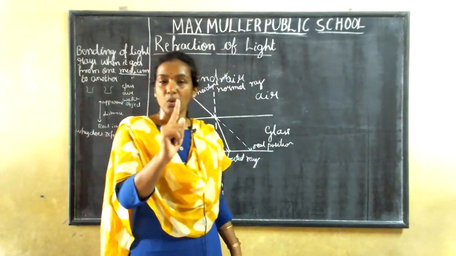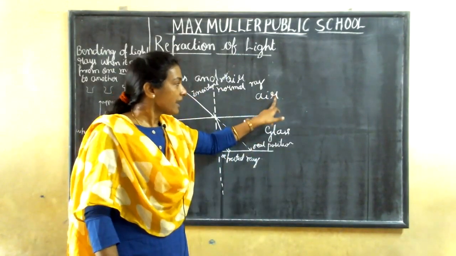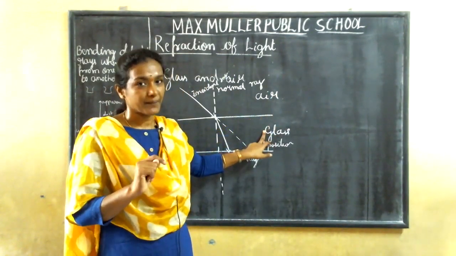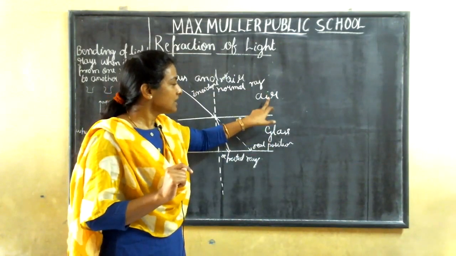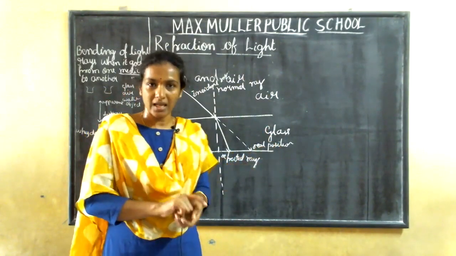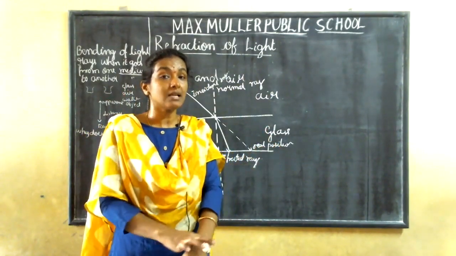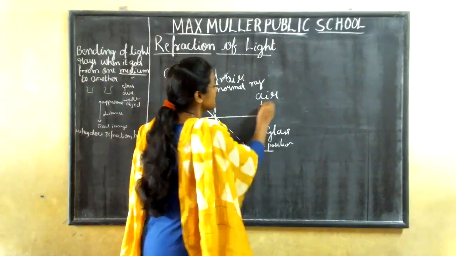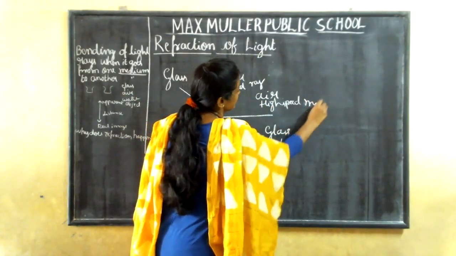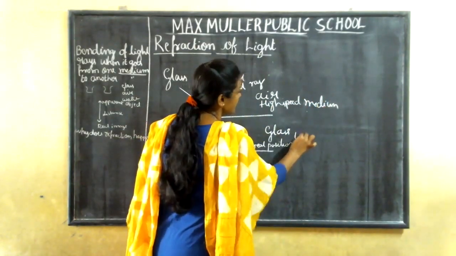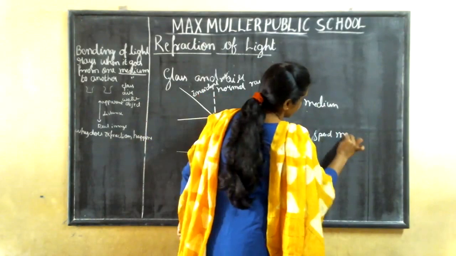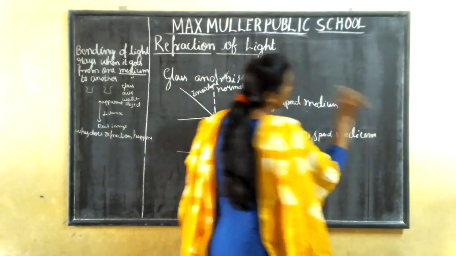That is because of only one simple thing here: air has a different speed of a ray and glass has a different speed of a ray. Clear? Now, in the air, the speed is more compared to the glass medium. Here, in air, you can say this is a high speed medium, and this one is a low speed medium.